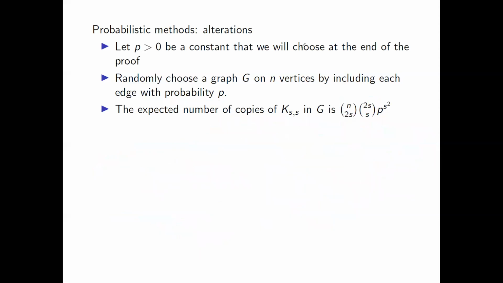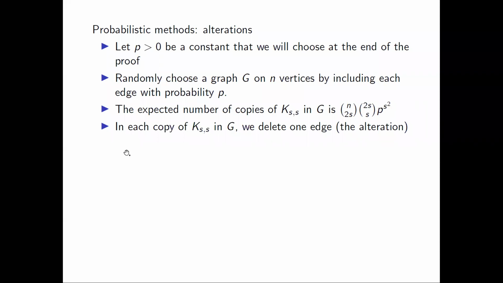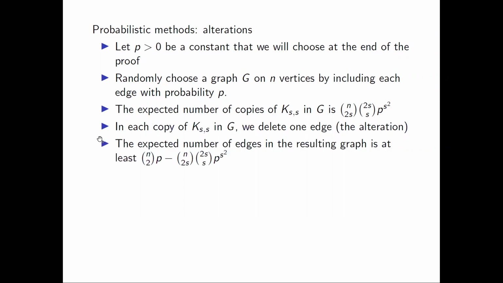Let's clear up that so we have some more room. Now we're going to do the alteration. So we don't want to have any of those copies of K_{s,s}. We want to build a graph that is K_{s,s} free. So what we'll do is in each copy of the K_{s,s}, we'll just delete one edge. And the claim is that the expected number of edges in the resulting graph is at least n choose 2 times p minus n choose 2s times 2s choose s times p to the s squared.